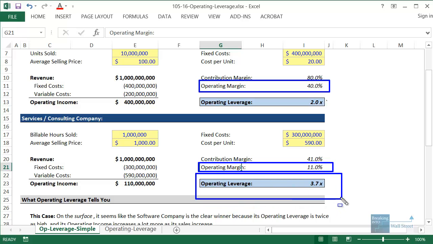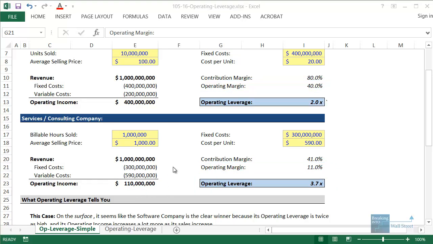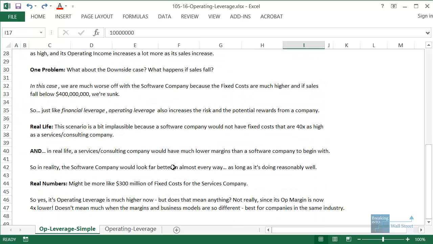Yes, for the services company, as their sales increase, now that the fixed costs are much higher, they will earn a higher percentage increase in operating income as sales go up, but their margins are so much lower that in absolute dollar terms, it doesn't really matter that much. They're earning a higher percentage of operating income as the sales go up by a certain percent, but it's not as if they're actually getting a higher dollar amount in operating income because the margins are so low. So that's a little bit about the concept of operating leverage using this example.